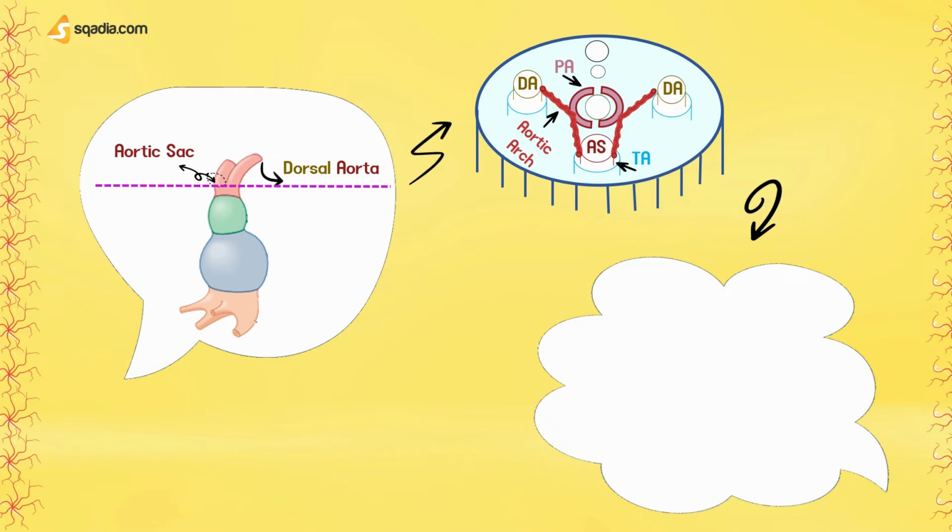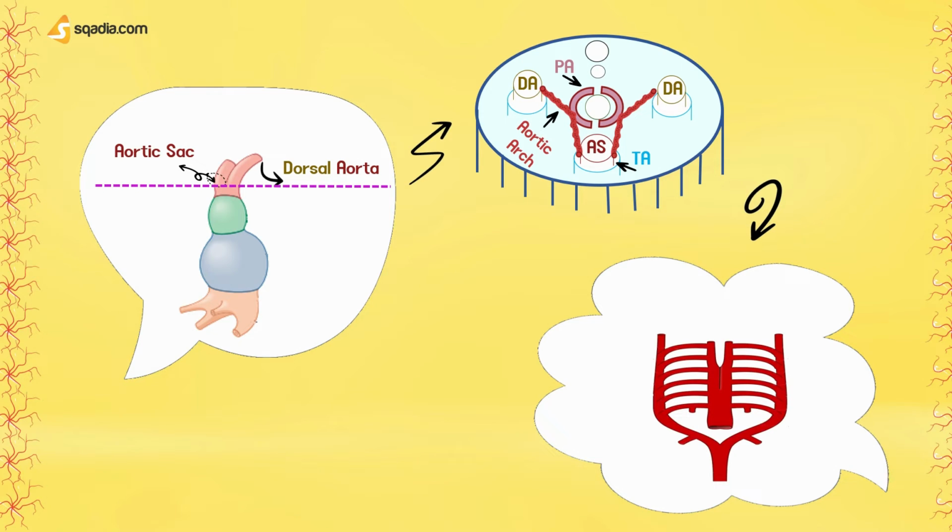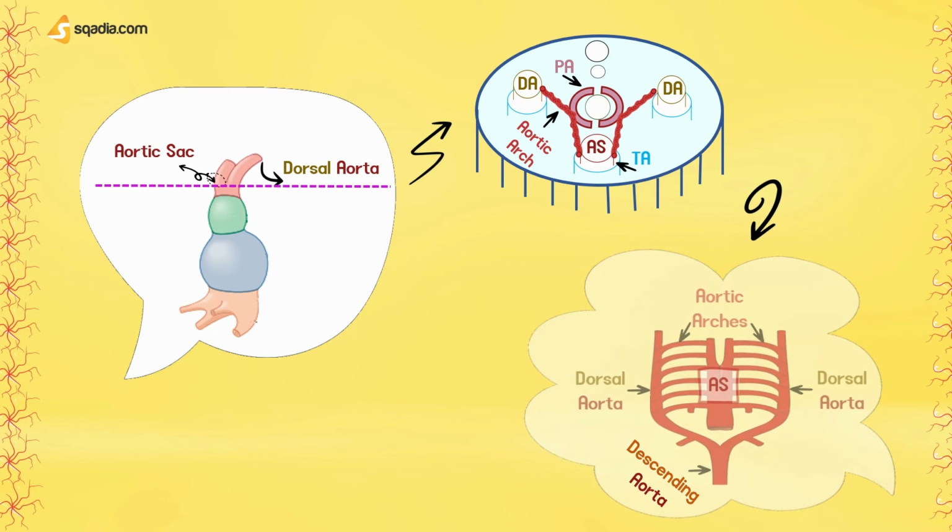Now, if we move this structure out, this will be the structure. This is the aortic sac. This is the dorsal aorta. And these are the aortic arches. And this is the descending aorta.